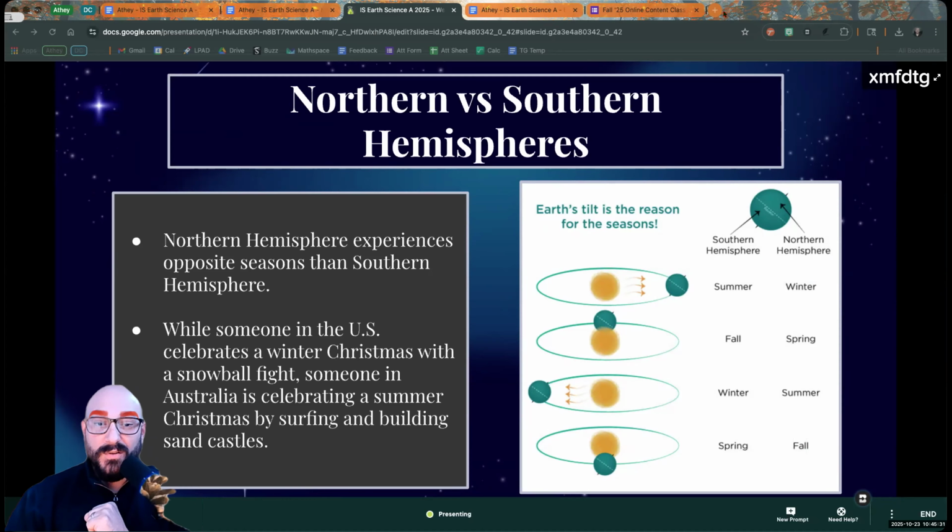Now, 23 and a half degrees is also where we have the Tropic of Cancer and the Tropic of Capricorn. Okay, so those are latitude lines that show us where that sunlight starts to become enough less direct that it's obvious to see.